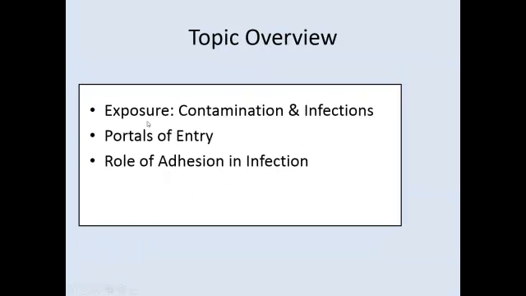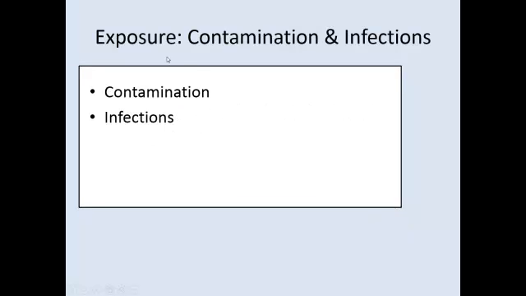The overview of the topic is exposure, contamination and infections, portals of entry, and the role of adhesion in infection. First off, let's talk about the difference between contamination and infection. I'm going to give you the book's definition first, and then I'm going to tell you a little story that will help you remember the difference. So, contamination is the mere presence of an organism. Infection is successful invasion and colonization of a human body.